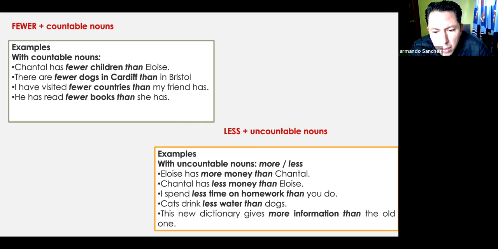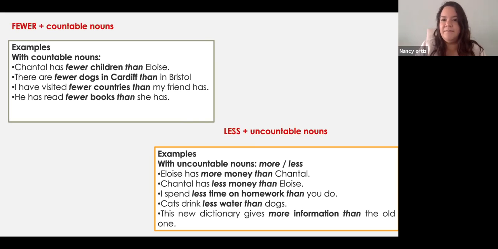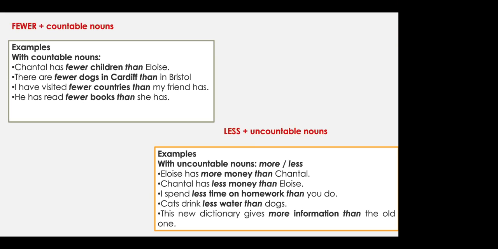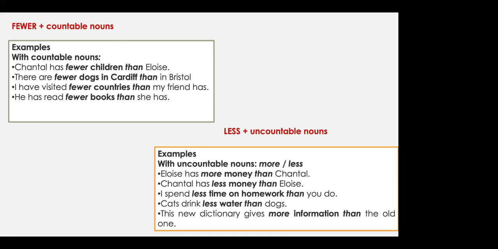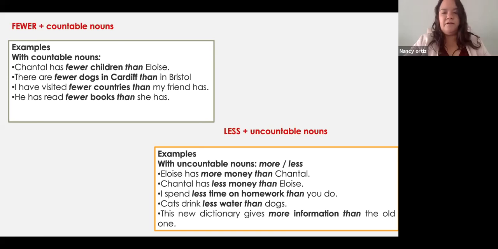Eloise has more money than Chantal. Second example, Mildred. Chantal has less money than Eloise. Very good. Who was next? Well, Cristobal, can you read next one? Okay. I spend less time on homework than you do. Very good. Okay. Next one, Ismael, I think it's not here.